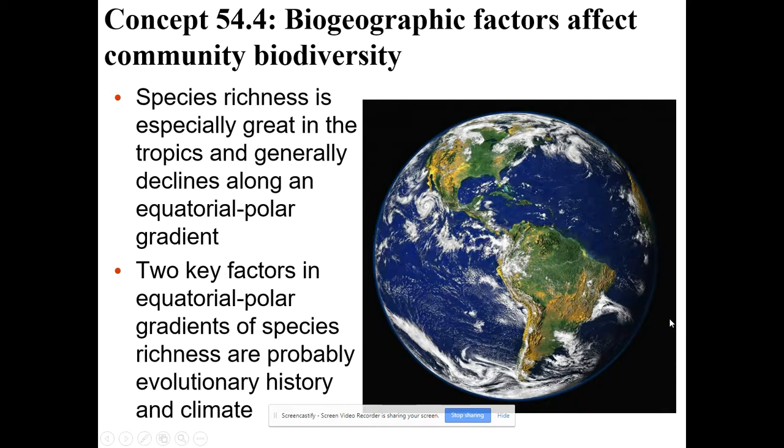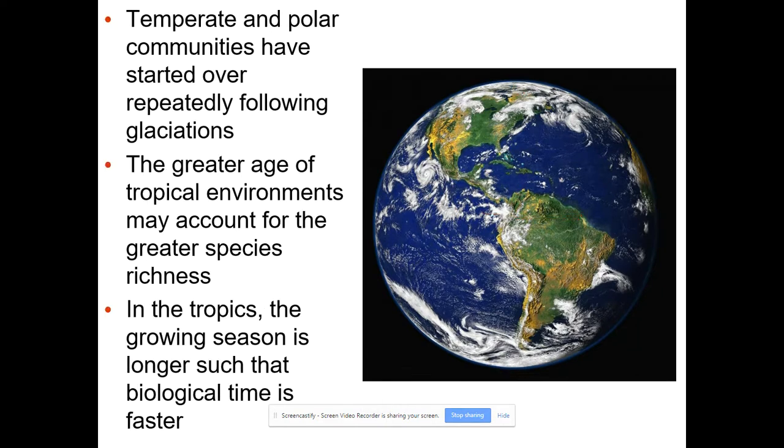We're looking at factors that affect biodiversity. And one of those factors is where you are on the planet. So there is more biodiversity by the equator than there is in the temperate or the polar regions. And there are a few reasons for that.